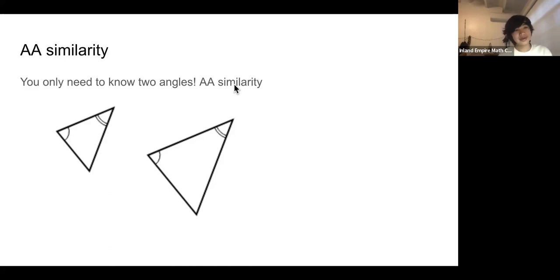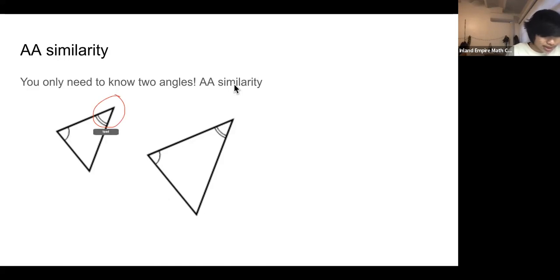As mentioned before, if you know all the angles are the same, then we'll know that the side length ratios are also the same. So basically, if all three angles are the same, then we know that the triangles are the same shape. They're not necessarily the same sides, but we know that they're the same shape. So you can clearly see that here we have two triangles with two angles that are the same.